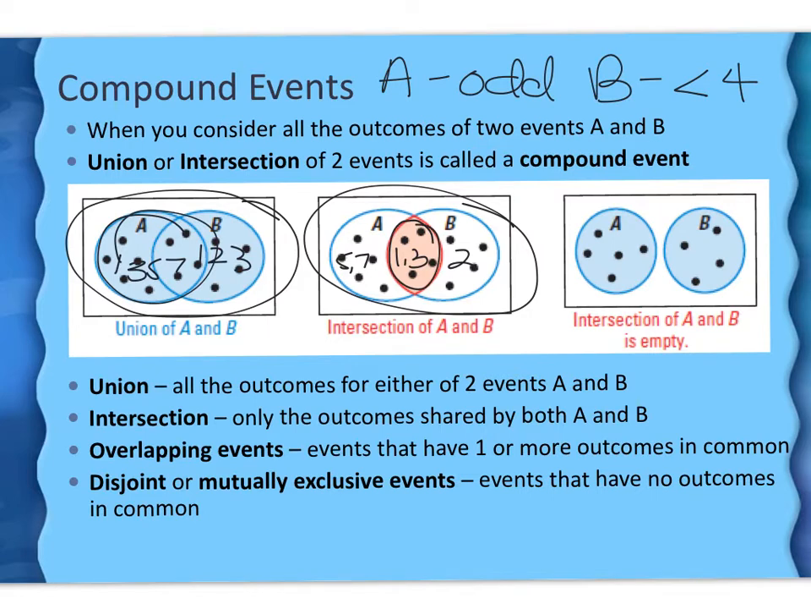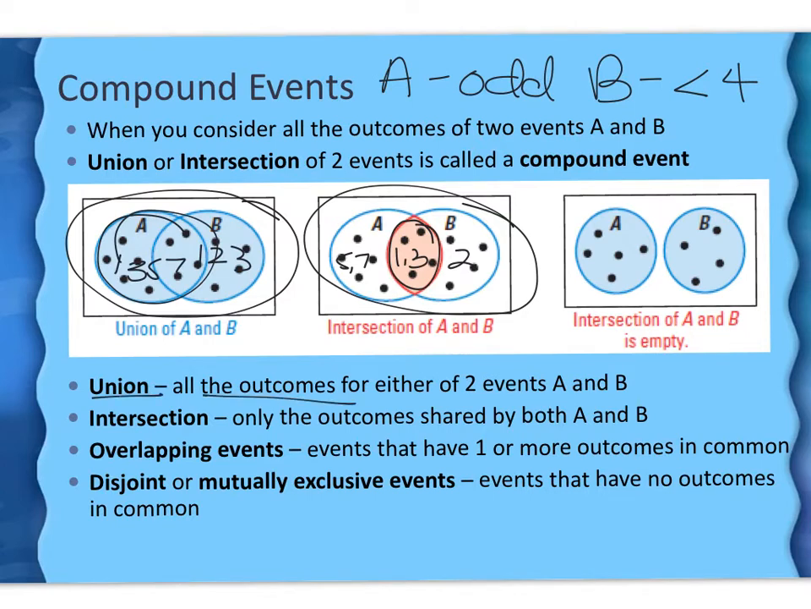And then let's say the intersection of A and B is empty. So let's say that A is the possibility of rolling an odd and B is the possibility of rolling an even. Is it possible to do both A and B? Is there a number that is both even and odd? No. You with me? Yeah? That would be something like the last one. Okay? So this is just a little bit of vocab for you.